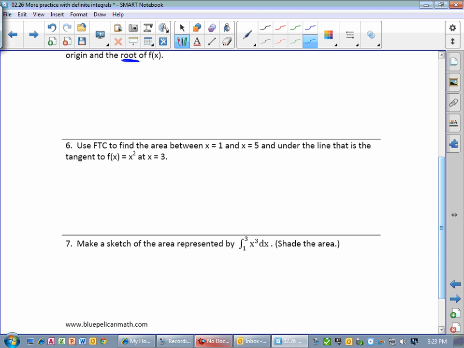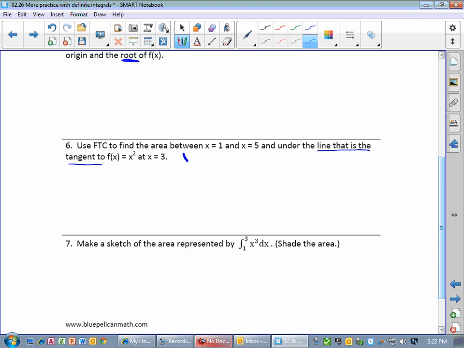Okay. Look at number 6. It says use the fundamental theorem of calculus to find the area between x equals 1 and x equals 5, and under the line, I'm going to underline this, line that is tangent to f of x equals x squared at x equals 3. How do we find the line that is tangent to a function? Well, the derivative doesn't give us the line though, that gives us the slope of that line. So how do we find the actual equation for a line tangent to a function?